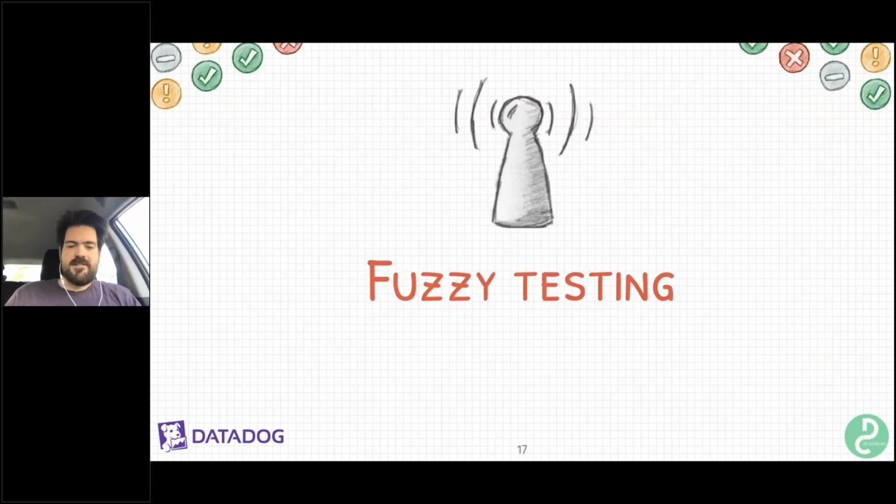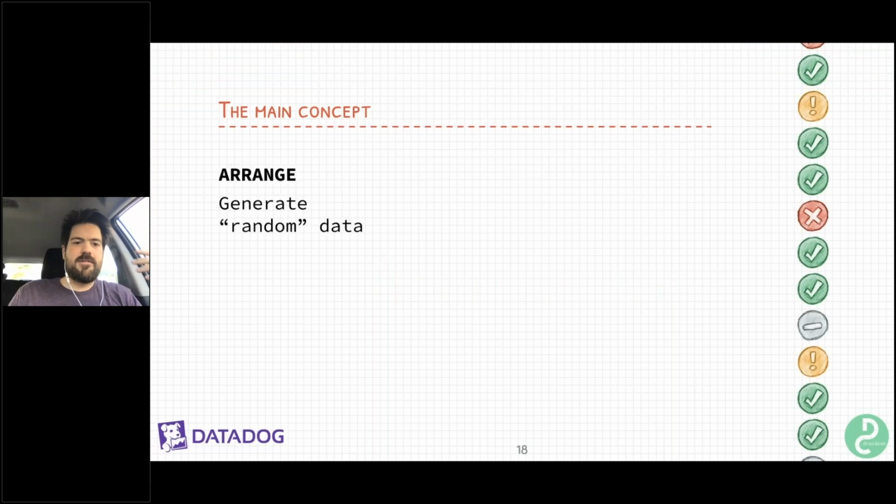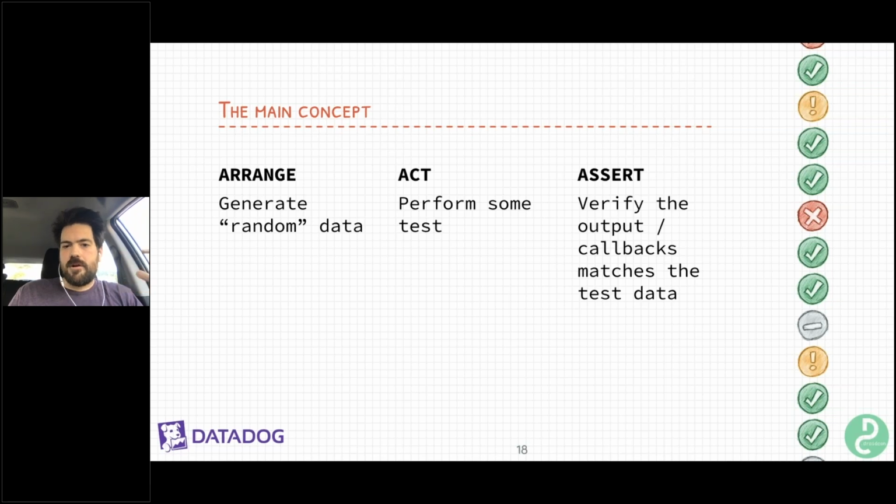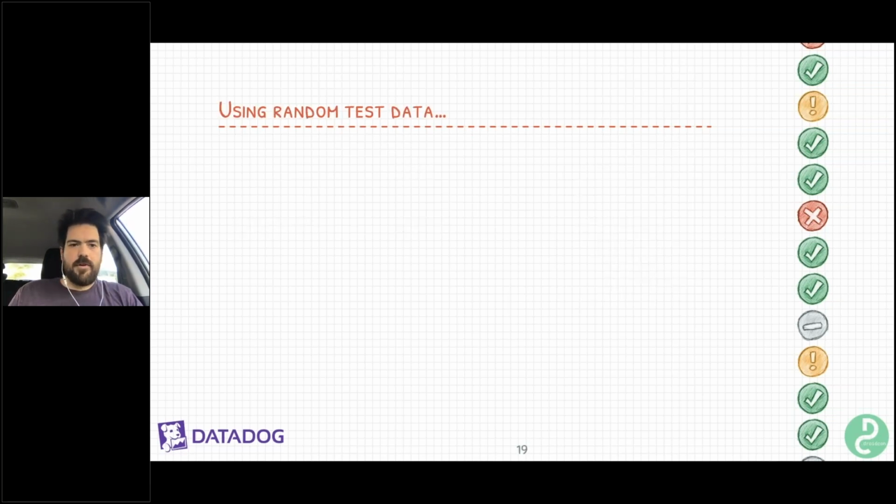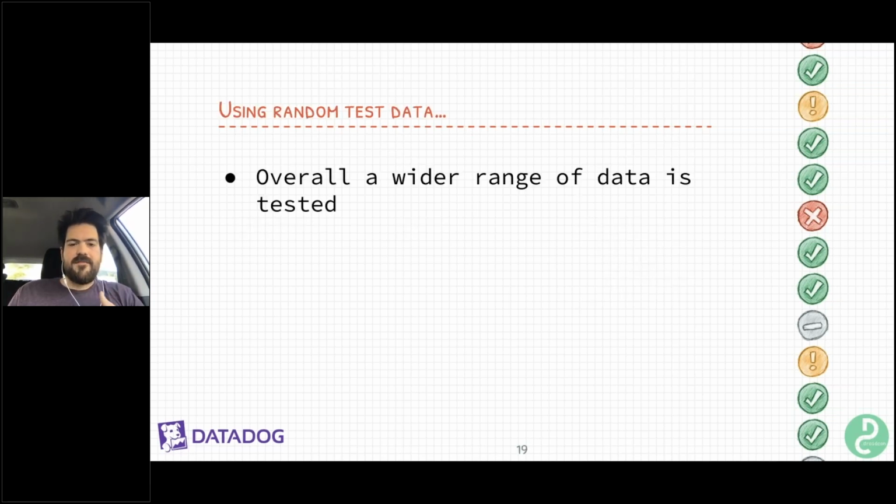So this is where fuzzy testing comes into play. The basic idea is that you're going to have random data generated at first in your arrange part, the first part, and then you're going to perform some tests with this random data. And in the end, you're going to verify that the outputs or the callbacks or whatever side effects you're testing match the test data that is random. So basically, using random test data, you're going to have a wider range overall of data tested.